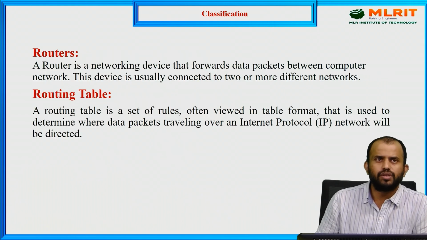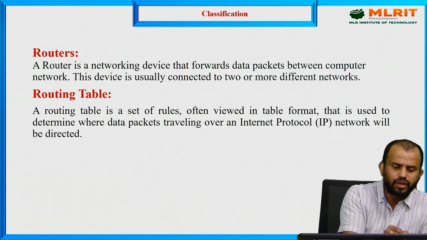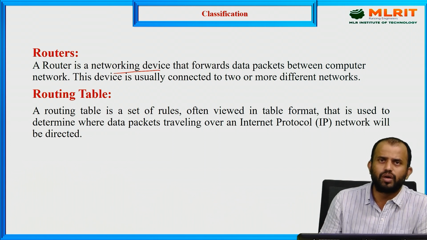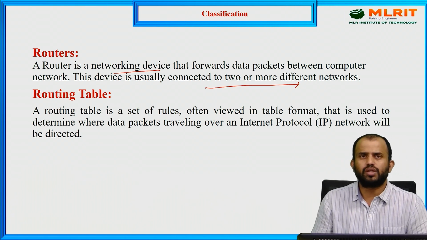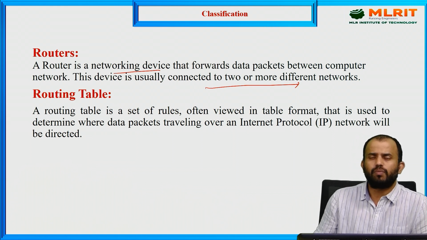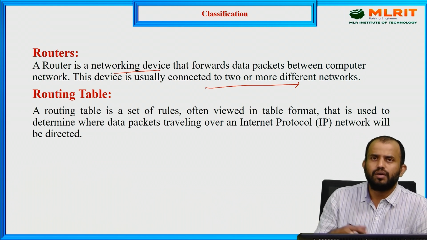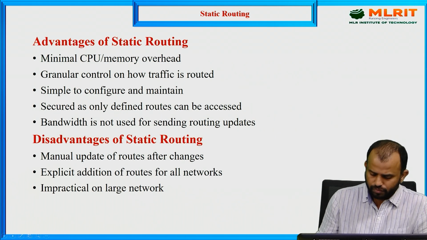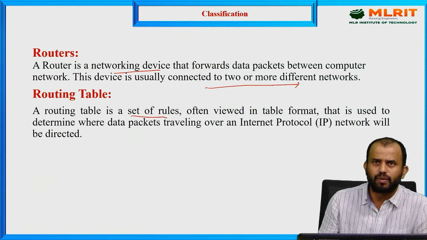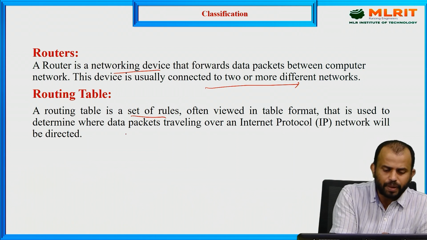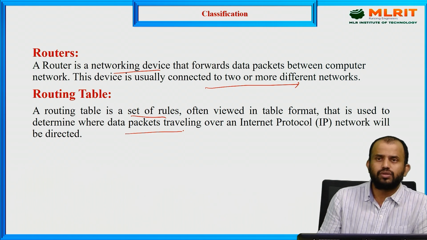A router is a networking device that forwards packets from one computer to another computer or from one network to another network. If multiple routers and multiple networks are there, we can also choose the information. Routers can manage the situations in which information is transmitted, connecting the routers to different networks as well. And what kind of routing table are we using? A routing table is a set of rules in table format, like an Excel-style structure, used to determine where a data packet traveling over the internet protocol will be directed.